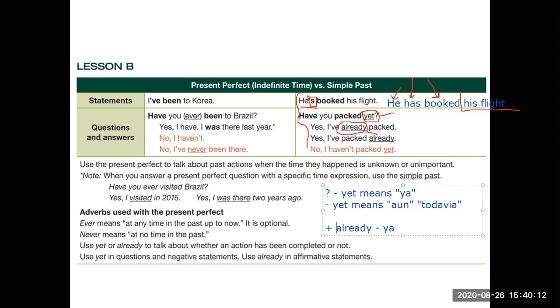Okay. When you use yet in a question it means ya. Ya empacaste. Ya has empacado. In a negative sentence, yet means aún. No, I haven't packed yet. No, aún no he empacado. Already is only for positive sentences, and it means ya. Yes, I have already packed. I've packed already. Ya empaqué, ya he empacado. Understand? So you need to have this clear. Any questions so far?